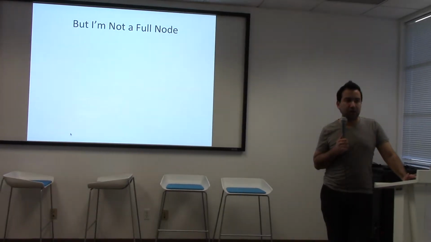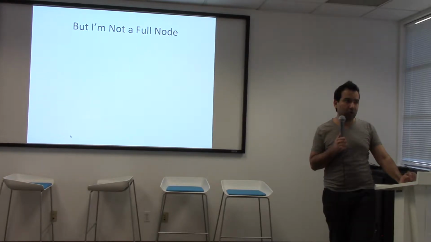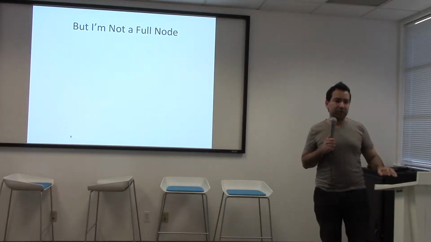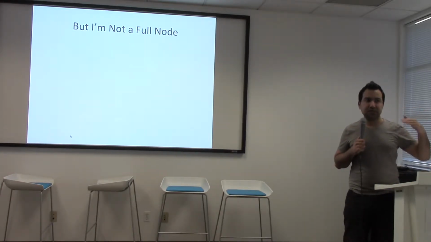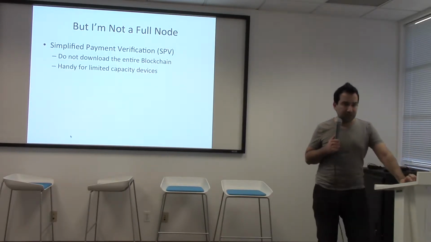Transactions are something I can verify on my own, so I don't need to go through a third party to know that this thing is valid. So I'm not a full node. I'm not downloading the entire blockchain. I'm just downloading the specific transactions that are meant for the addresses, or were instigated by the addresses, that I own or I'm watching for.